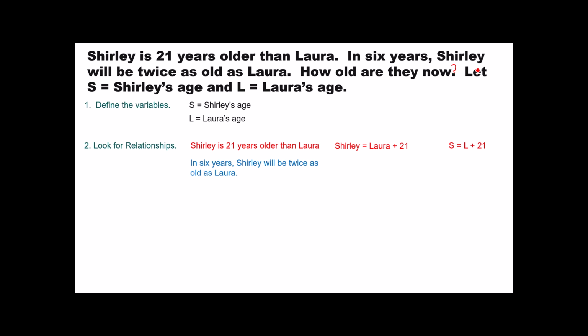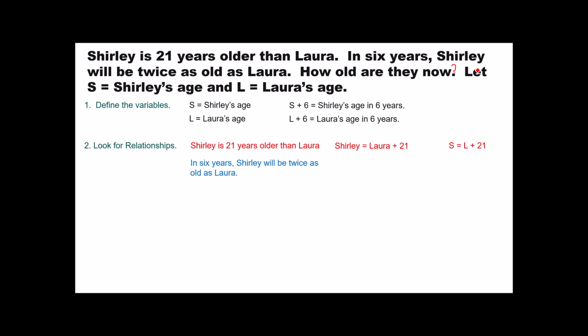It says in 6 years, Shirley will be twice as old as Laura. We have to keep in mind that in 6 years, both Shirley and Laura will be older. That means that Shirley's age in 6 years is S plus 6. Laura's age in 6 years is going to be L plus 6. If we keep that in mind, this second sentence creates an equation for us very nicely.